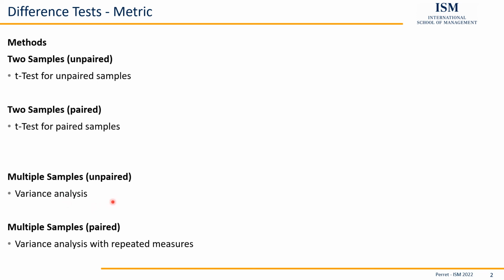Well, that's then basically it on this short overview. Which difference tests do we have? Which difference tests can be used for a metrically scaled dependent variable?